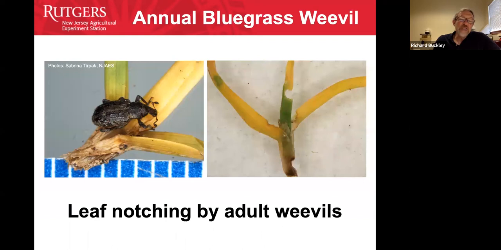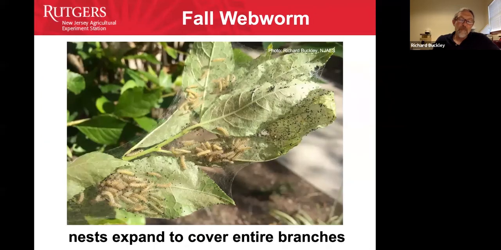Weevils chew notches in leaves. Whether it's a tenth of an inch tall annual bluegrass plant from a putting green or a rhododendron with notches on the leaves, odds are high that it's a weevil that did it, right? So again, the feeding behavior and the breeding behavior of these insects will tell you what insect family it is, and you go, what weevil gets on this plant? And then you'll have a list when you look up the plant. Fall webworm makes nests that cover the entire branch. Right, so again, we have tent caterpillars, webworms, that sort of thing.